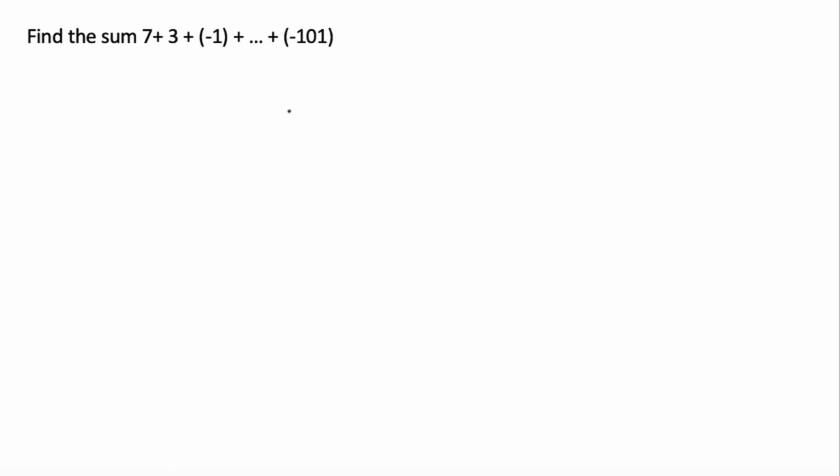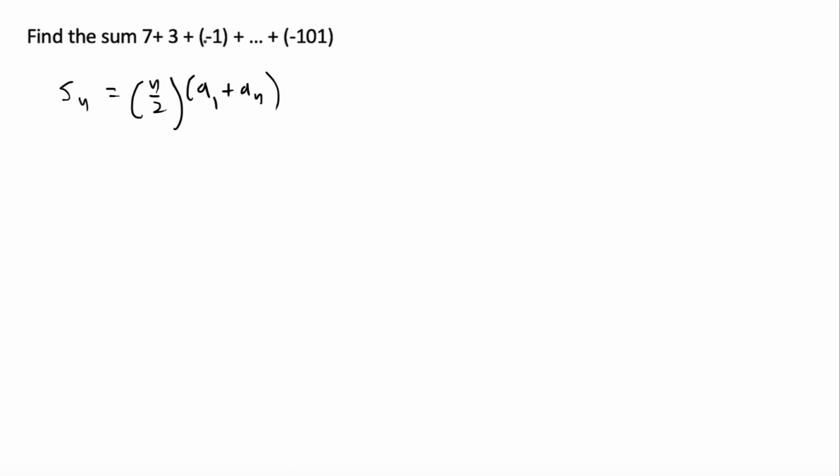Okay, so we know that there is a formula to find the sum of an arithmetic sequence, right? It's going to be S sub n, the sum of the first n terms, is n over 2 times a1 plus an. Essentially, the first term and the last term of our sequence.